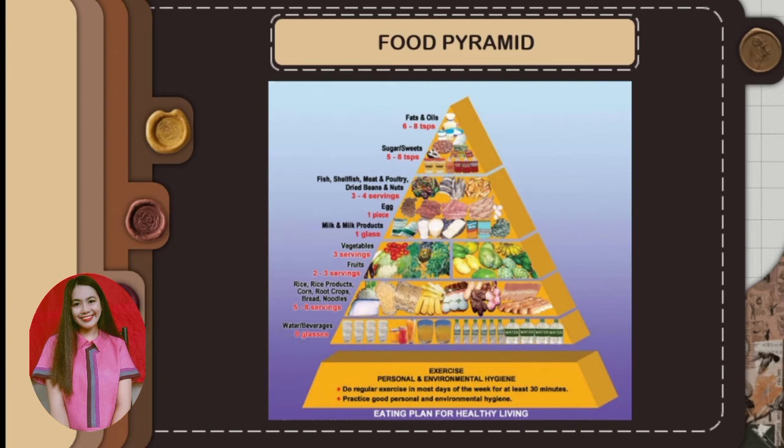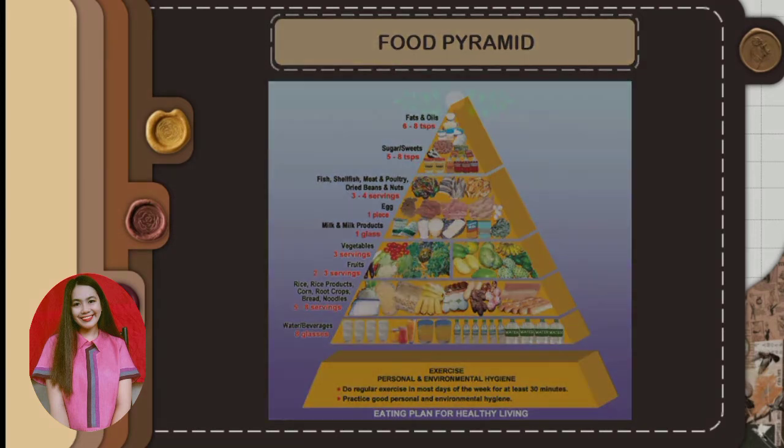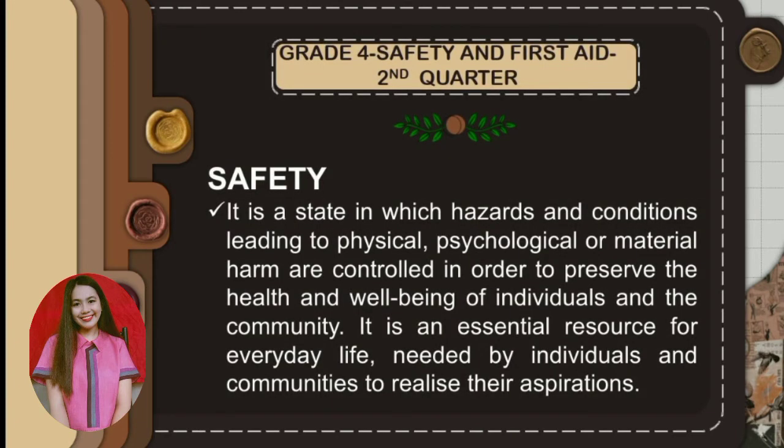lifestyle-related non-communicable diseases. Next is for the grade 4 second quarter, which is the safety and first aid. Safety is a state in which hazards and conditions leading to physical, psychological, or material harm are controlled in order to preserve the health and well-being of individuals and the community. It is an essential resource for everyday life, needed by individuals and communities to realize their aspirations.